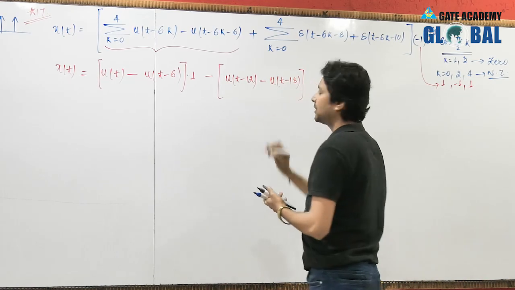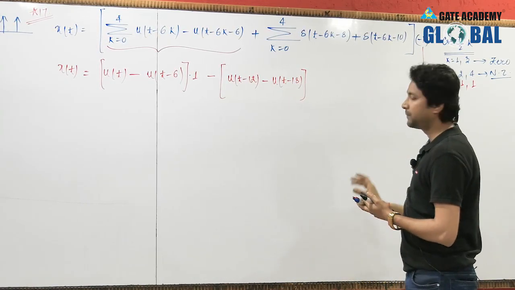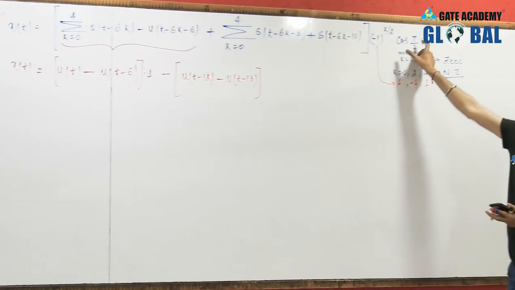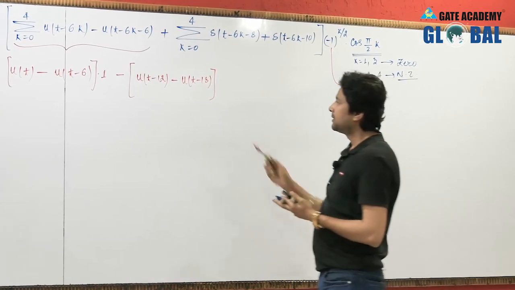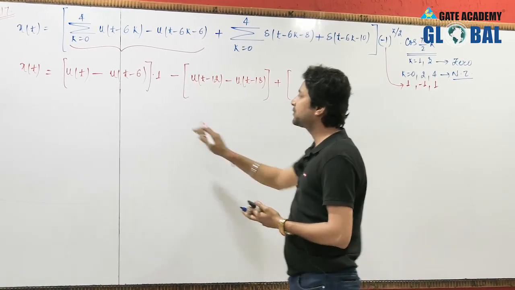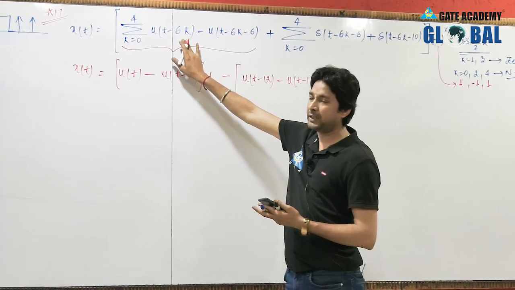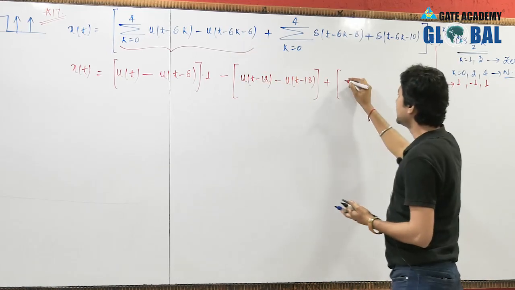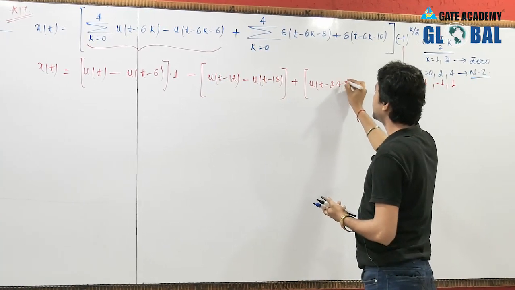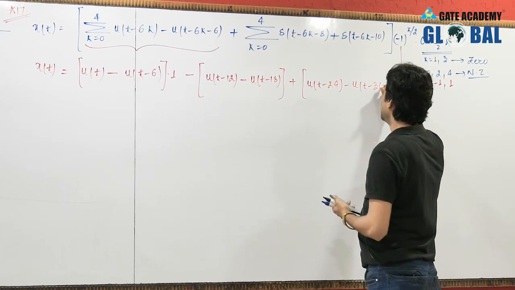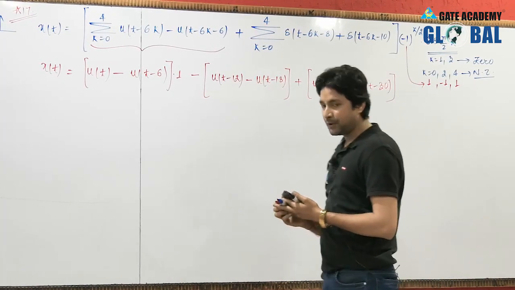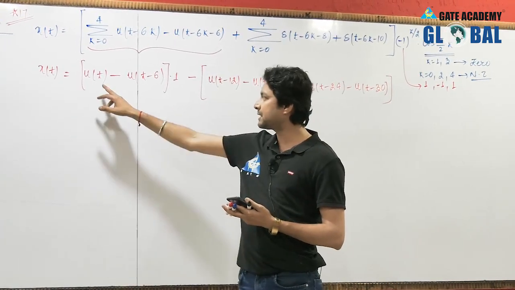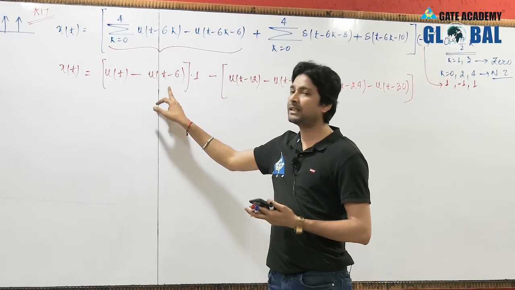Next, for k equals 4, you have to obtain the third value, and for k equals 4, this coefficient is again going to be plus 1. Therefore, for k equals 4, 6k is 24, so these terms will be u of t minus 24 minus u of t minus 30. So you have three gate functions. If you see here, u of t minus u of t minus 6, you have drawn this kind of function several times. This function will have value 1 between 0 and 6.